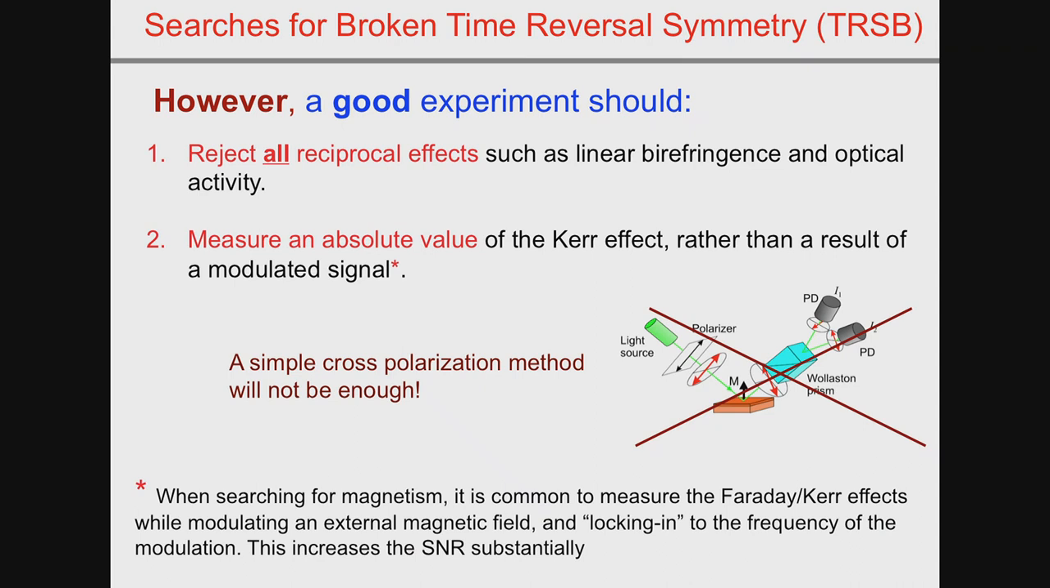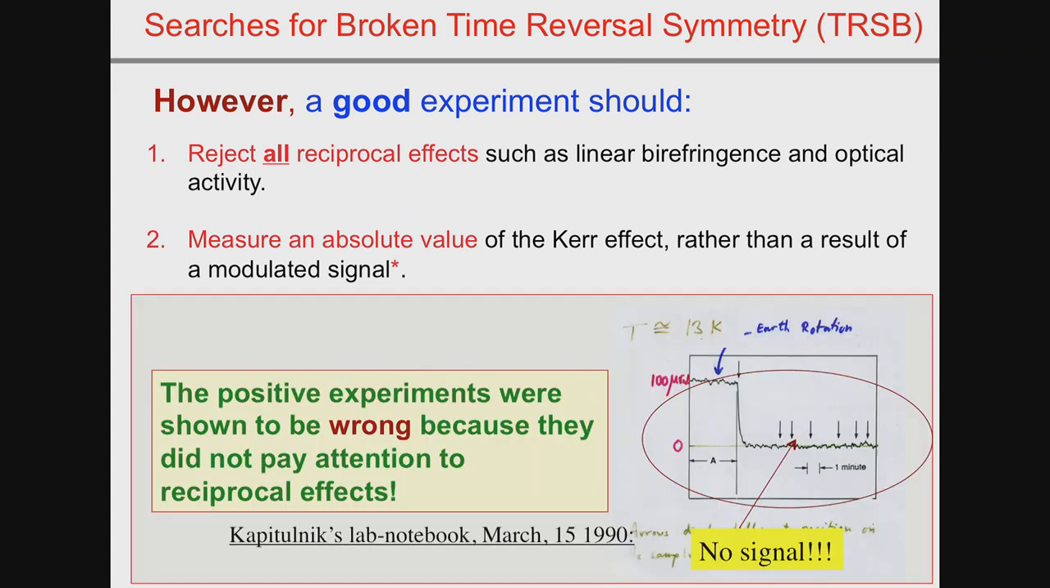You need to measure the absolute value of the Kerr effect. You cannot use magnetic field to modulate the Kerr effect in a superconductor, because you apply magnetic field, you break time reverse asymmetry, okay? And therefore, a cross-polarization method, which is usually what people have been using, will not work, okay?